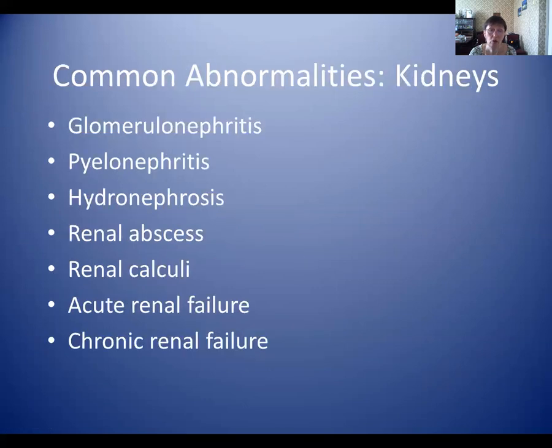And we see also the list of most common kidney diseases or abnormalities. They include glomerulonephritis or inflammation of the glomeruli in the kidney, then pyelonephritis. This is also inflammation, but in tubular part of the kidney. And then it may be hydronephrosis. It may be renal abscess, renal calculi, acute or chronic renal failure.